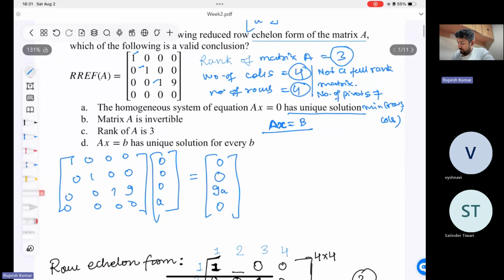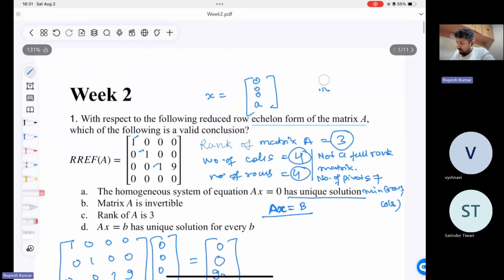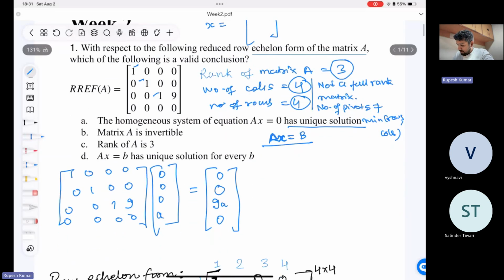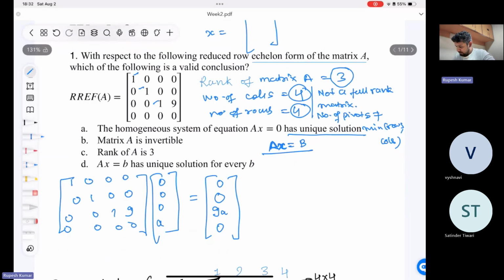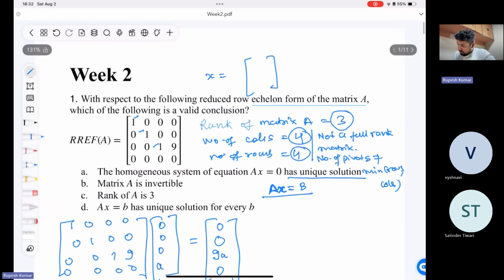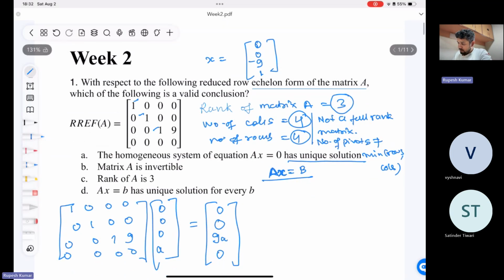For this example, you can see this is only satisfied when a equals 0, but I am sure that I can come up with another example also. So let's take this example: 0, 0, minus 9 and 1. Let's take minus 9a, comma a, for all a belonging to the real numbers.